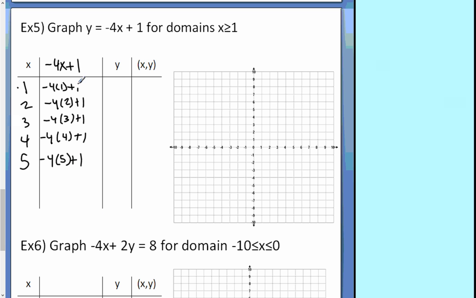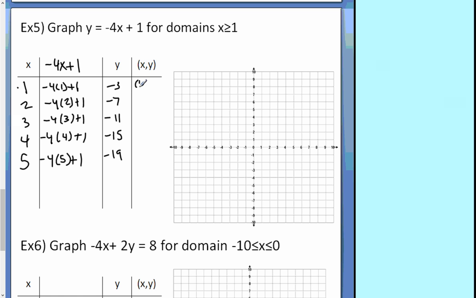Okay? Go ahead and figure out what the y is for each one. Negative 4 times 1 is negative 4, plus 1 is negative 3. Negative 4 times 2 is negative 8, plus 1 is negative 7. Negative 4 times 3 is negative 12, plus 1 is negative 11. This is negative 16 plus 1. This is negative 15. You should be seeing a pattern here. Negative 20 plus 1 is negative 19. Okay? Go ahead and graph these points. I'm sorry. Not graph yet.